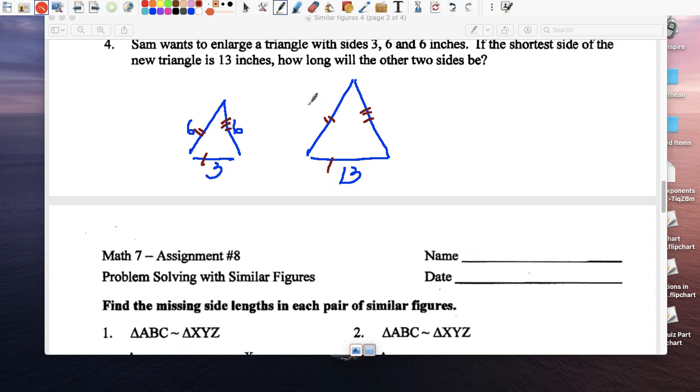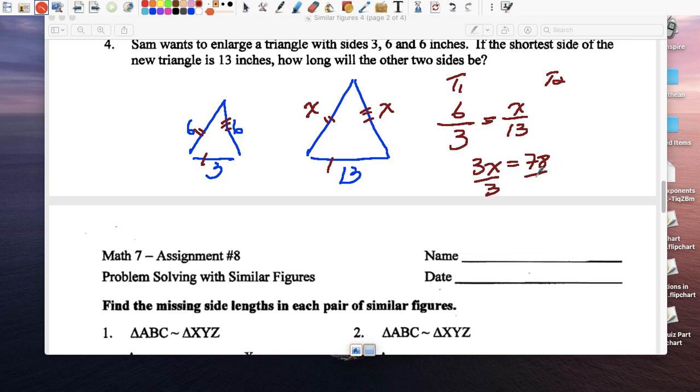So you can write x. This is also x because they're isosceles. Sorry, I said equilateral, no, isosceles. Let's write the ratios, set up the proportion. So in triangle 1, we're going to use the ratio 6 to 3, right? The same as the ratio of x to 13. Cross multiply, we get 3x equals 13 times 6, which equals 78. We divide by 3, and x equals 26. So if this is 26, this is 26.